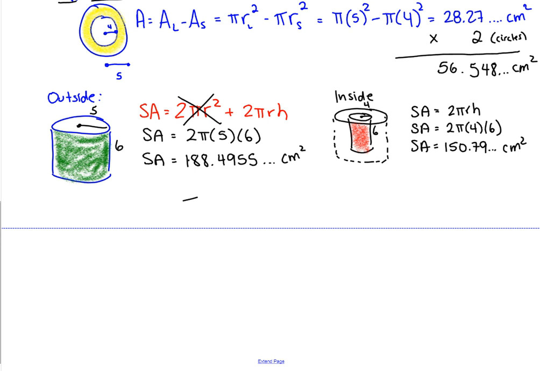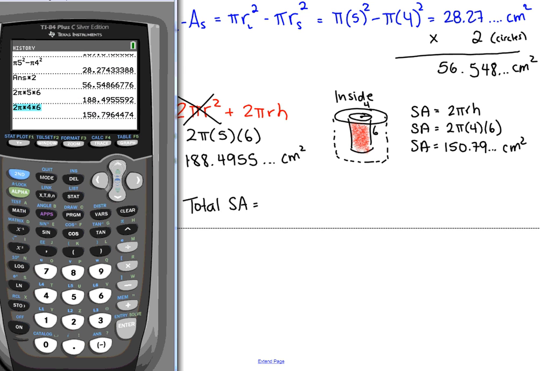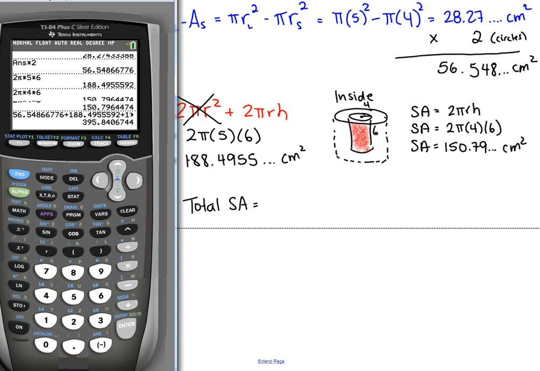add them all together. Nope, because the three numbers we're adding are 56 plus the 188 plus the 150. Okay. And do we want the nearest tenth? Yep. They take a lot of time, don't they?